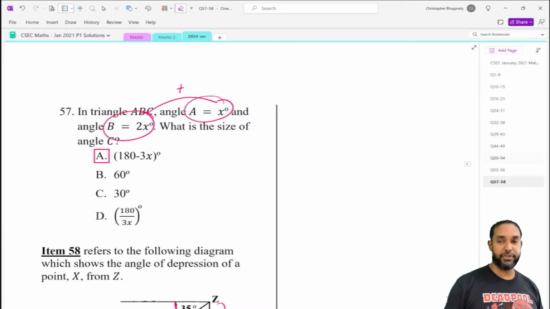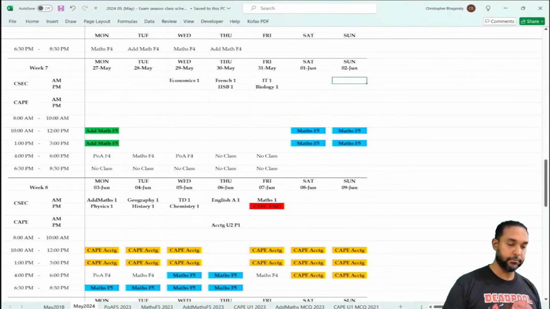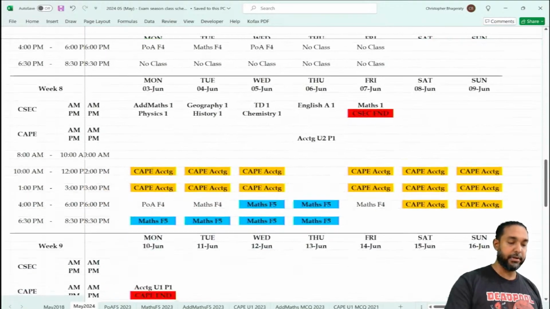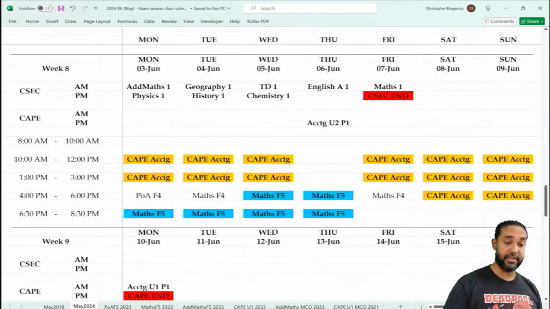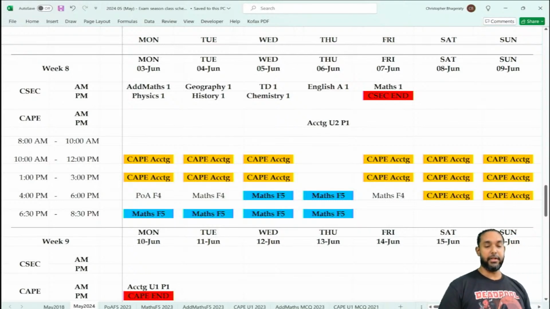Monday we have 1 session. I was trying to see if I could cancel my Form 4s, but it's also close to their exams too. Today and tomorrow are 10 to 12, 1 to 3. Monday I also have my CAPE people because they have their exam on Thursday. So we have 1 class Monday, which will be 2024 January, then on Tuesday we'll do May 2019, Wednesday is 2020 and 2021, and Thursday 2022 and 2023 May. And then that is it.